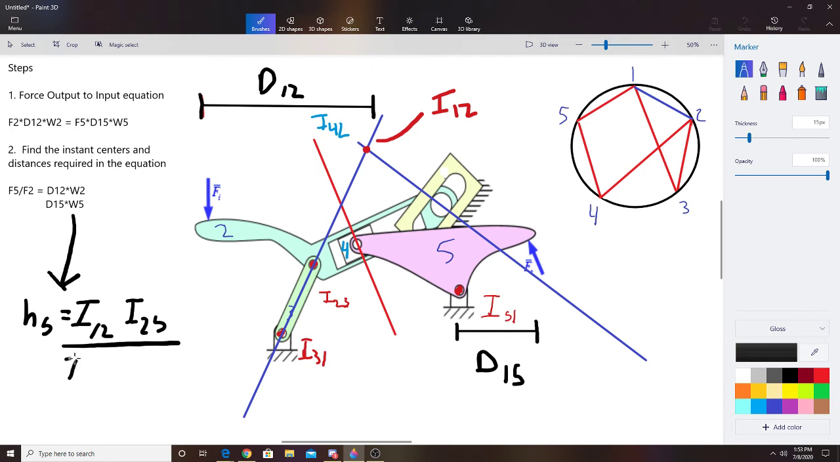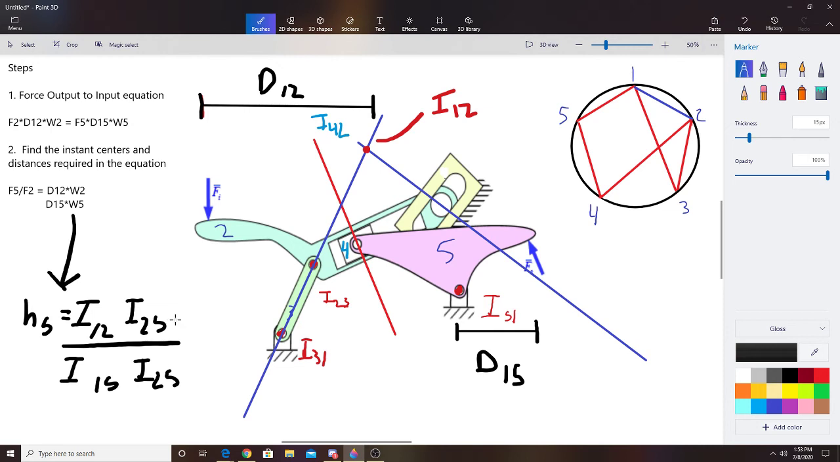And then this one was I15, I25 again. Yeah, okay, thank you. I25. But remember, this is the inverse of that. So essentially this flips to the top. So at the top, it's I15, I25 divided by... So this is inverted, right?